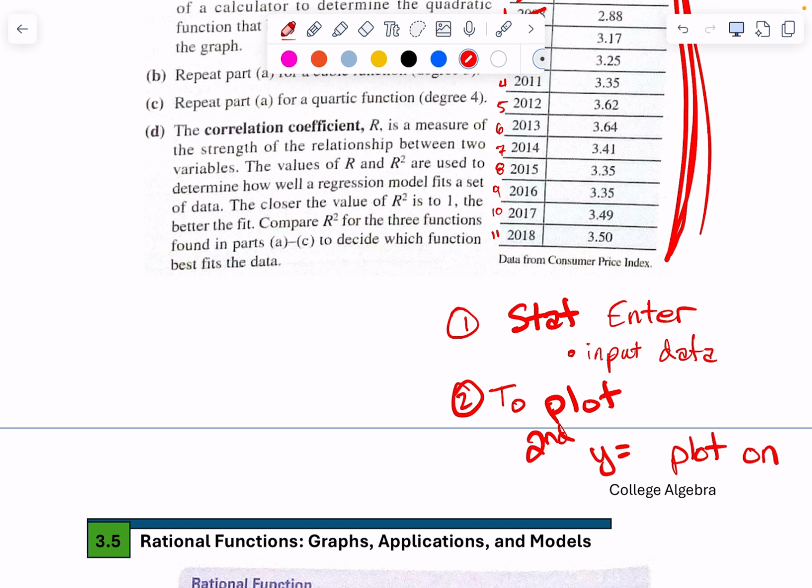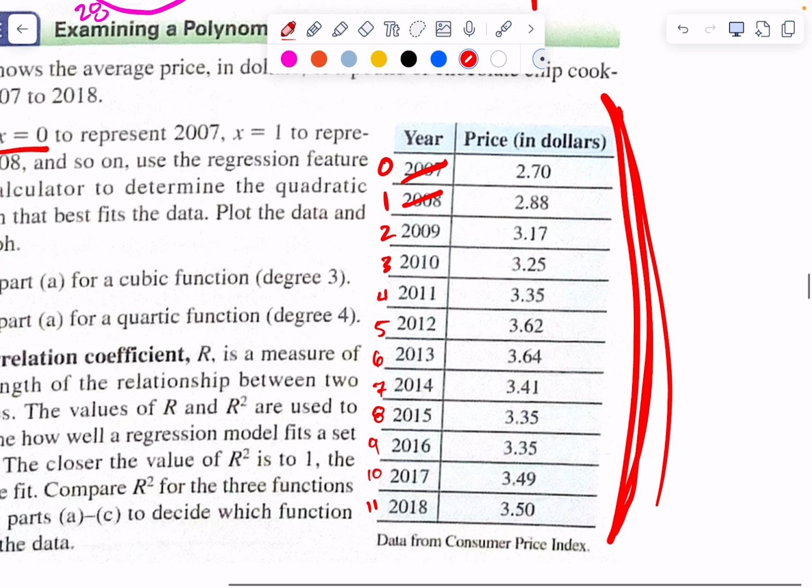Then after you're done with that, we want to change the window. Hit the window button, right next to the y equals button. We're going to input x's and y's. My x's are going from 0 to 11, so let's go 0 to 12 for the x's. X min should be 0 and x max should be 12.